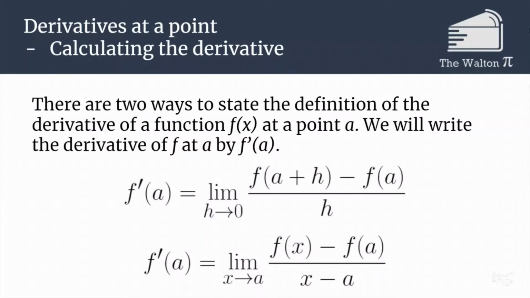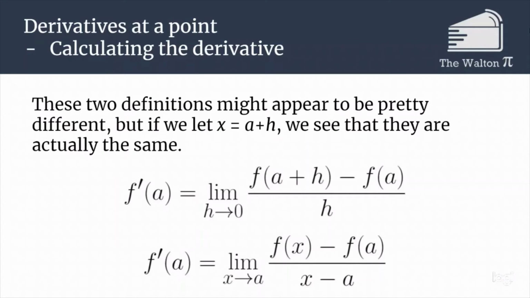There are two different ways to state the definition of the derivative of a function f of x at a point a. We write the derivative of f as f prime. So f prime of a, or the derivative of f at a, is either equal to the limit as h goes to 0 of f of a plus h minus f of a all over h, or the limit as x goes to a of f of x minus f of a all over x minus a.